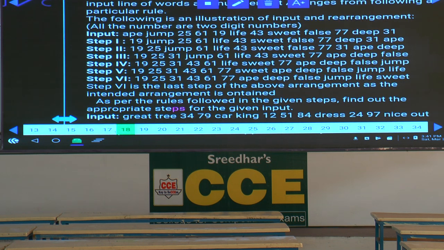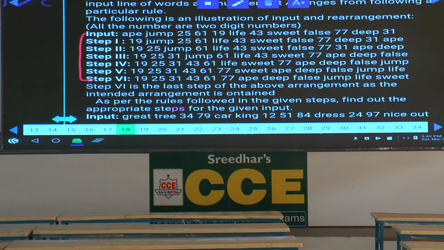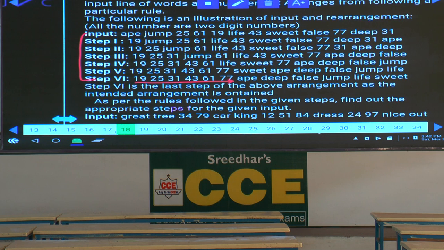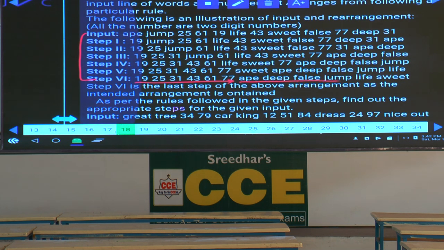Then what is the logic in this one? In order to identify the logic, we should always compare the input with the final output. The final output is step 6. Now in this one, 19, 25, 31, 43, 61, 77, all these are the numbers in ascending order. First, all the numbers are arranged in ascending order, followed by A, deep, false, J, L, and sweet. All the words are arranged in alphabetical order. First, 6 numbers arranged in ascending order. Next, 6 words arranged in alphabetical order. This is the logic.